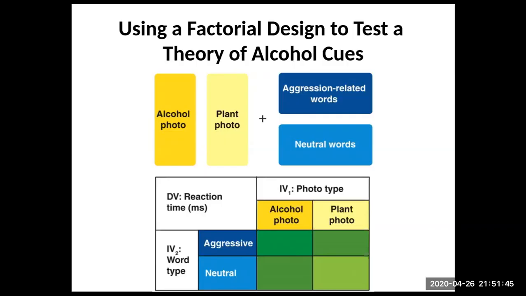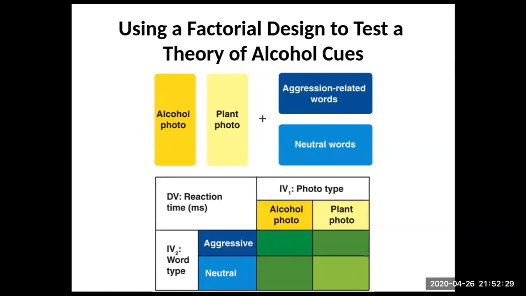So here we wanted to see, not we, but the authors of this experiment wanted to see if alcohol or non-alcohol cues and aggression-related words would cause more of a reaction or a faster reaction. So here we see another 2-by-2 experiment. We have type of photo, alcohol and plant, 2 levels. So that's the first 2. And we have type of word, aggression-related and neutral, 2 by 2, both independent variables with 2 levels. We have one dependent or measured variable. Below, you can see it says reaction time measured in milliseconds.